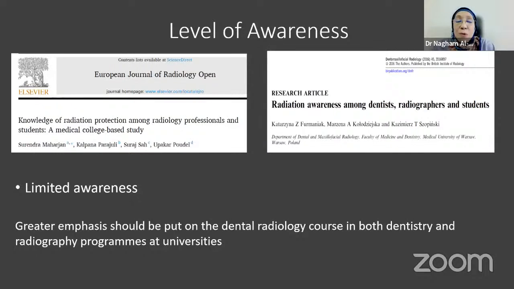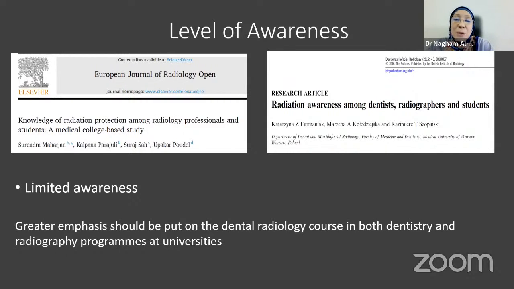Now, maybe some of you are saying, yes, we knew about that. But if we are looking at the level of awareness, how much is the medical profession, dental profession, even radiologists, how much are they aware about those risks?